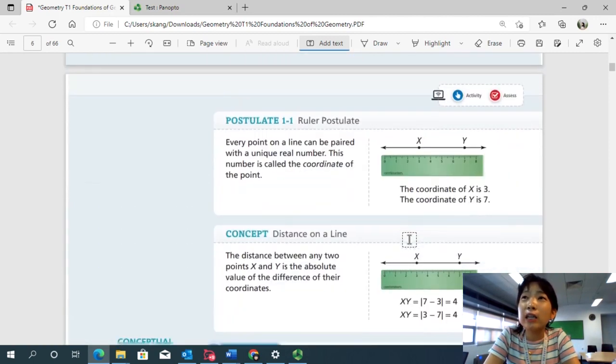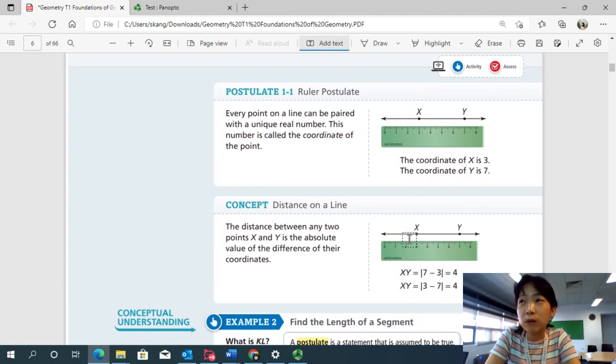Let's look at the next page. Postulate 1-1 is the ruler postulate. Every point on a line can be paired with a unique real number. This number is called the coordinate of the point. Okay? Every point on a line can be paired with a unique real number. So 3 is unique. 4 is unique on a real number. They're called the coordinates. The coordinate of x is 3. Coordinate of y is 7.